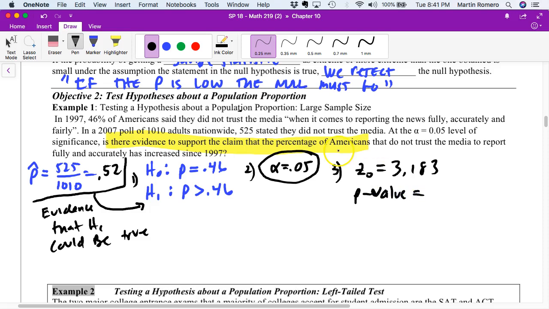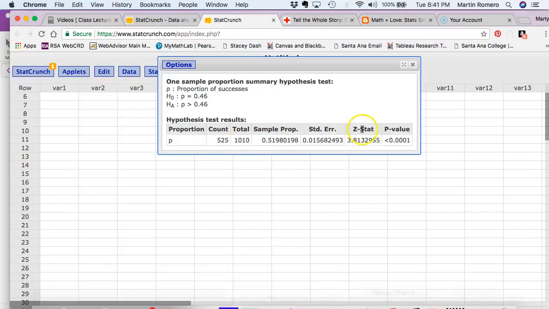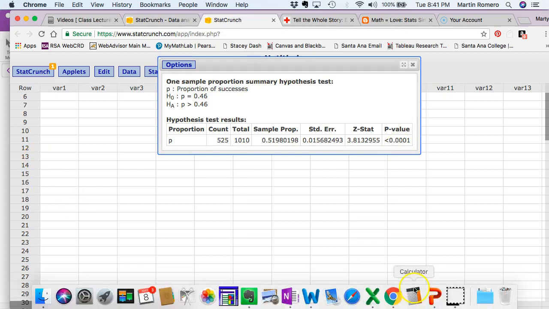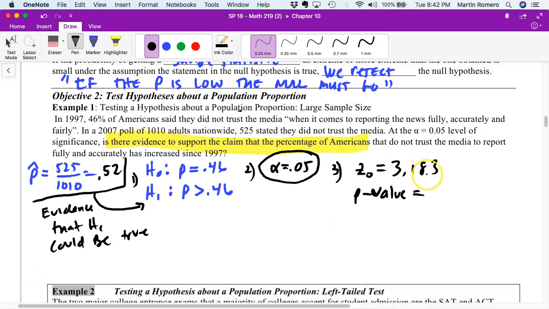The p-value is equal to, in StatCrunch it has it. P-value is less than 0.0001. It's a very small number. P-value is 0.0001 or smaller than that.